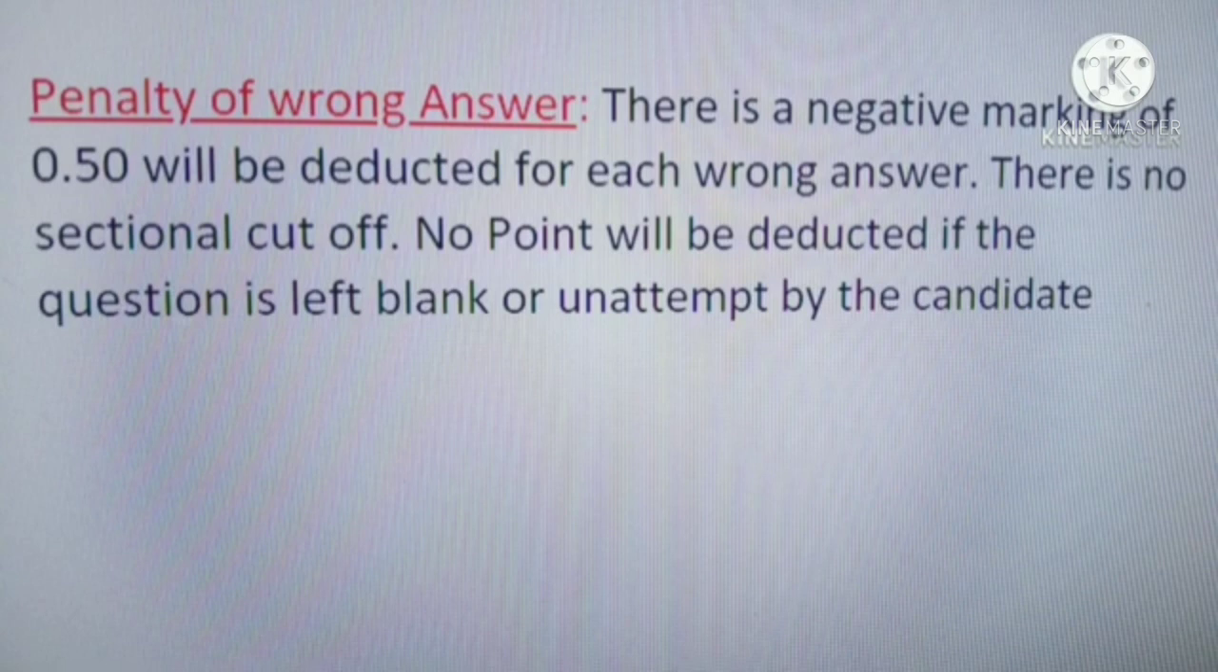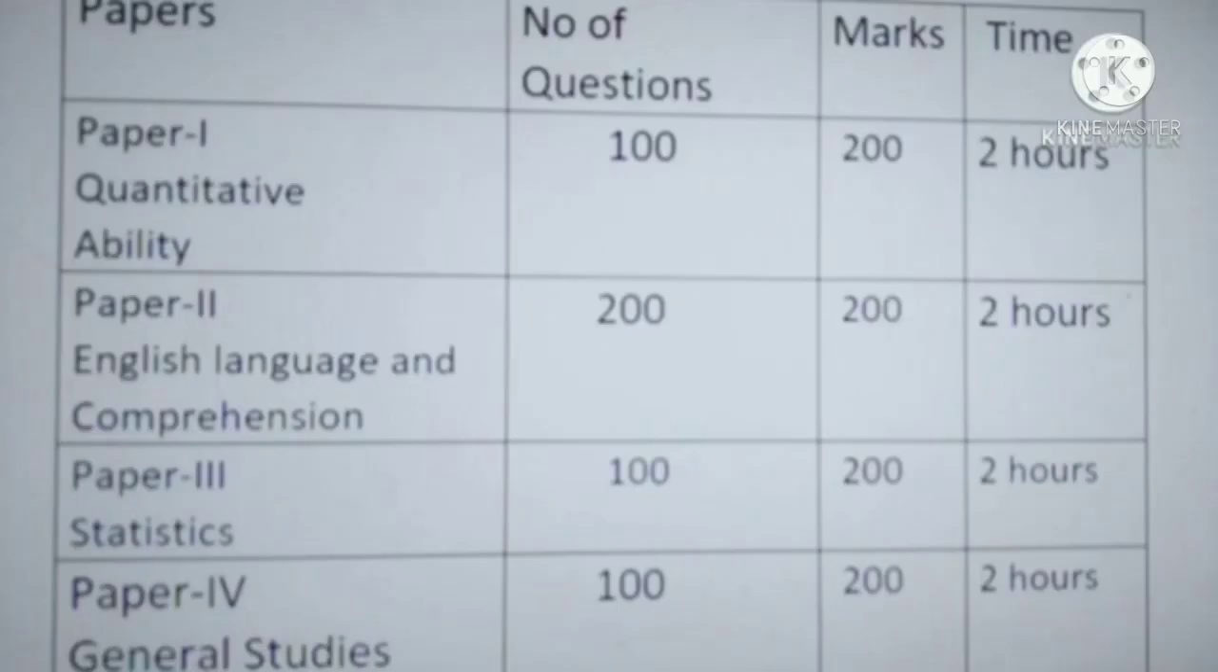Now we will see what is the penalty for a wrong answer. There is a negative marking of 0.50 deducted for every wrong answer. There is no sectional cutoff. No point will be deducted if the question is left blank or not attempted by the candidate. Okay. Let us see what is the exam pattern for tier second.